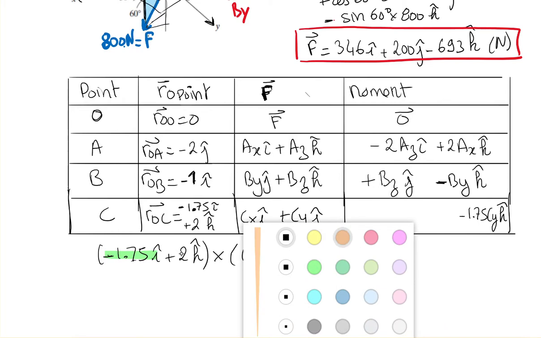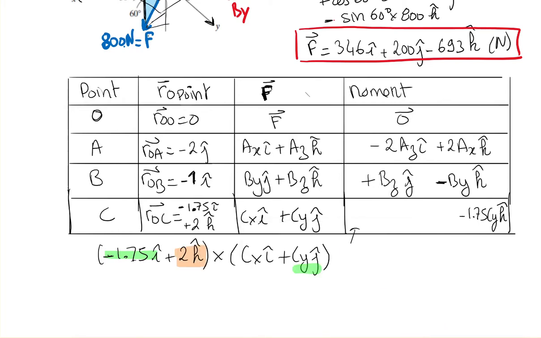And now let's do this one. So 2 k-hat cross i is plus, sorry, k cross i is plus j, so plus 2 Cx on j-hat. And k cross j is minus, so minus 2 Cy on i-hat.